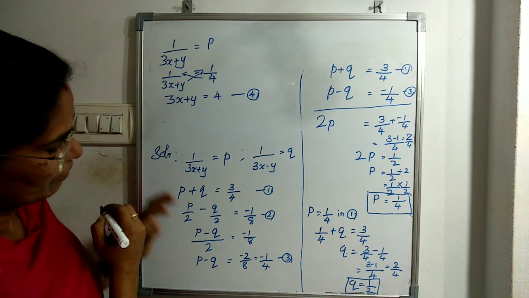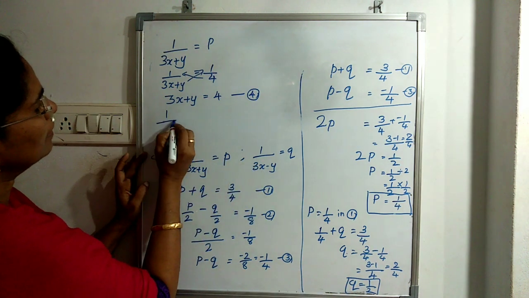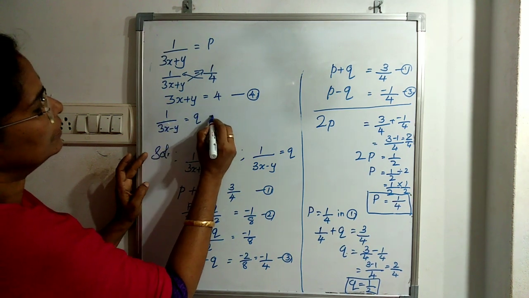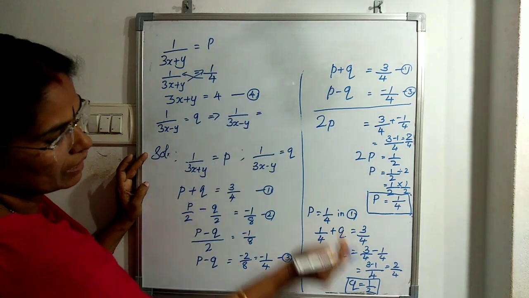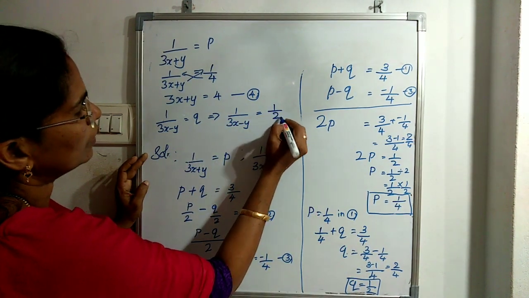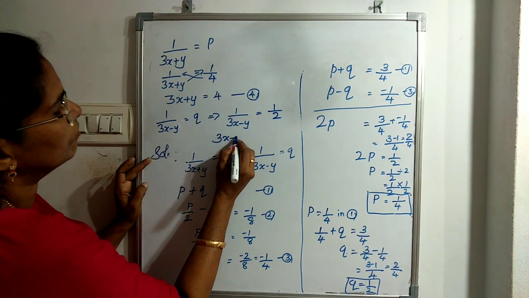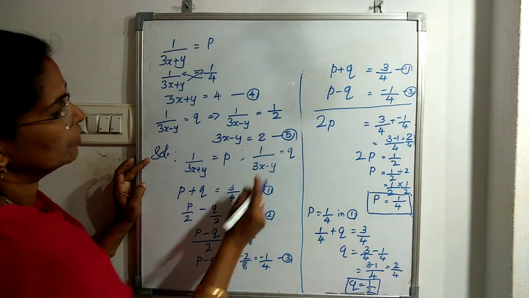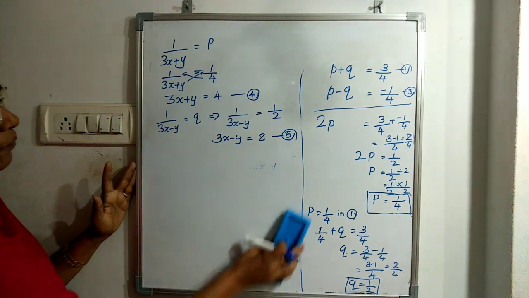And one more equation we will get from q. That is 1 by (3x minus y) is equal to q, which implies 1 by (3x minus y) equal to, what is the value of q? That is 1 by 2. Here also we are cross multiplying. We will get 3x minus y is equal to 2. This is equation 5. So we can write both equations one more time and solve.